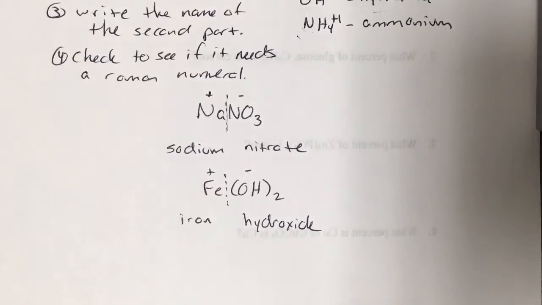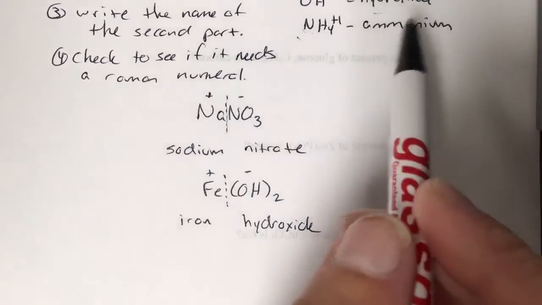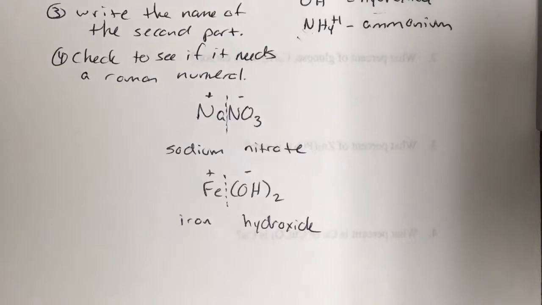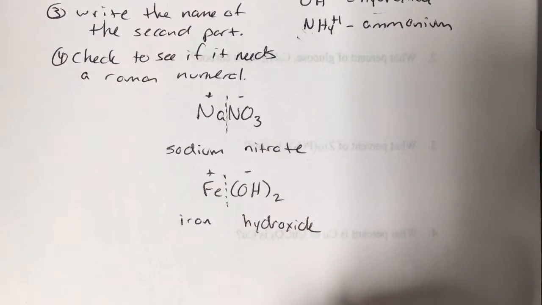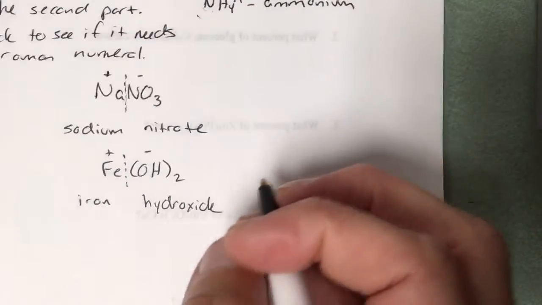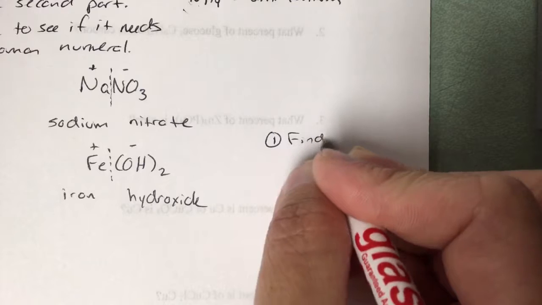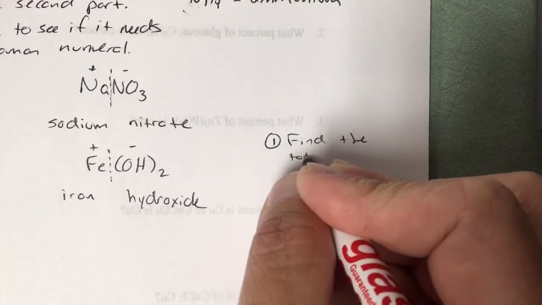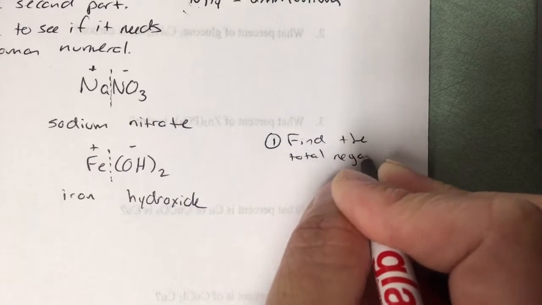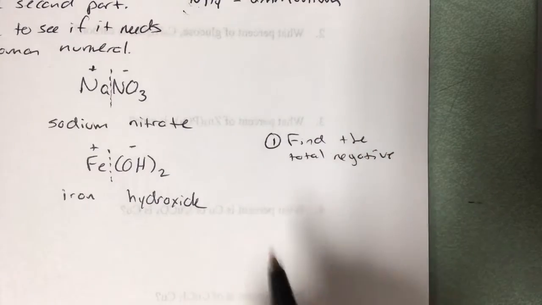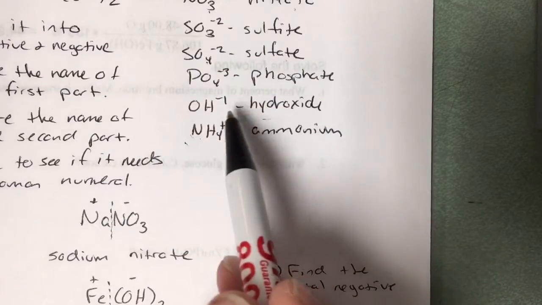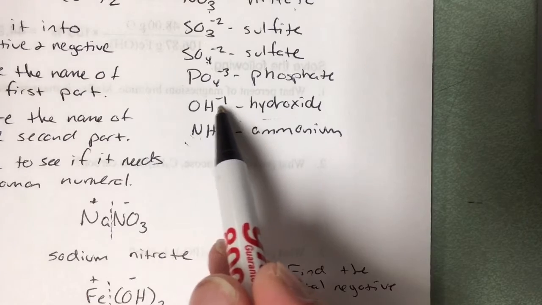Now we have to decide if we need a Roman numeral. To do that, we look the iron up on the periodic table. Iron is in the middle of the periodic table. It's a transition metal, so it does not have a predictable oxidation number. So we are going to have to calculate a Roman numeral this time. Same rules we had before. Find the total negative charge. Hydroxide is a -1, right there.